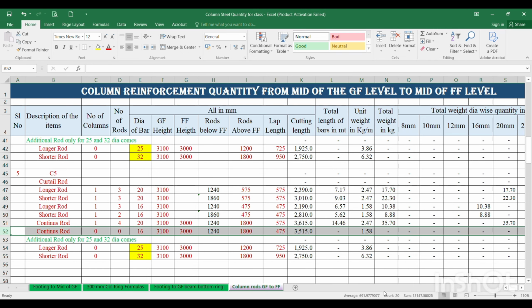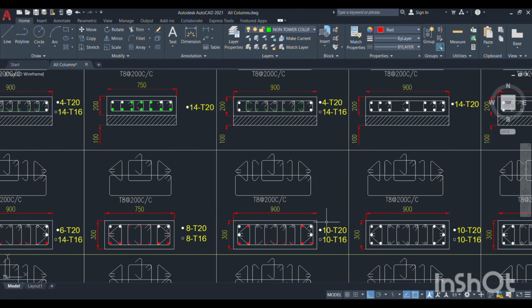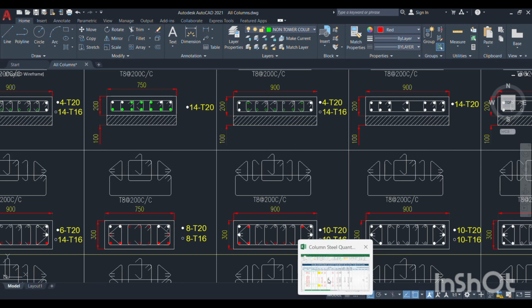Then one more continuous rod is there. So what is the one more continuous rod? You see another, these 16 dia rods are there, 1 2 3 4 5. These 5 numbers of 16 dia rods are also going up, meaning continuous rods.